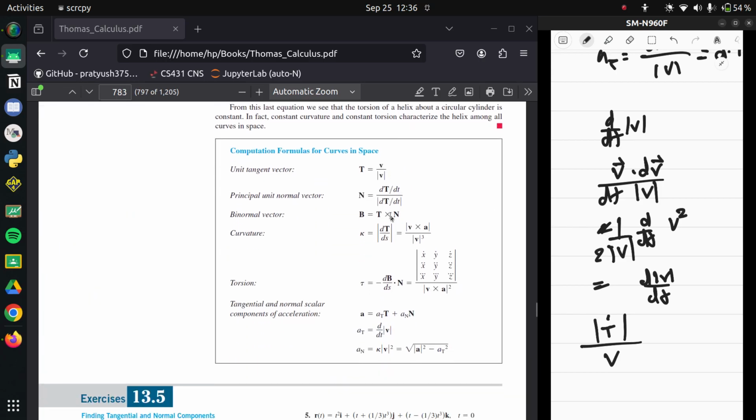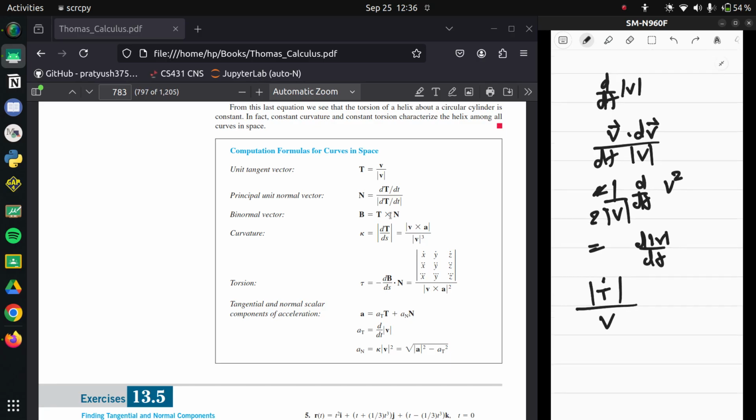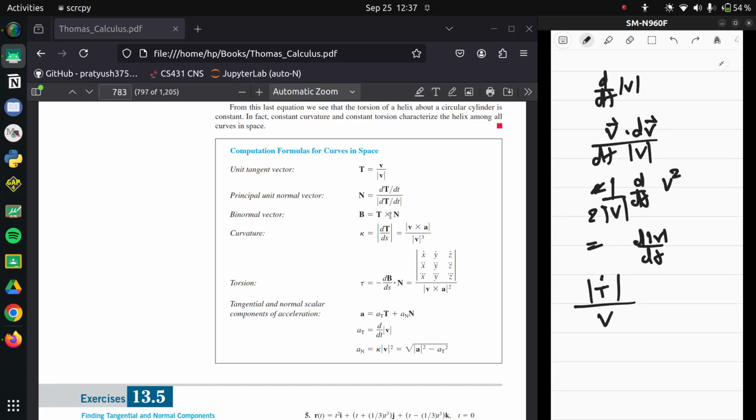I'm just going to go through these formulas. The tangential vector is just v upon the magnitude of v, that's pretty obvious. Then the normal vector is T dot upon the magnitude of T dot. The binormal vector is T cross N. The kappa thing is the magnitude of dT upon ds, which you can write as the magnitude of v cross a upon the magnitude of v cubed. So why was that the case? Why is it v cross a?